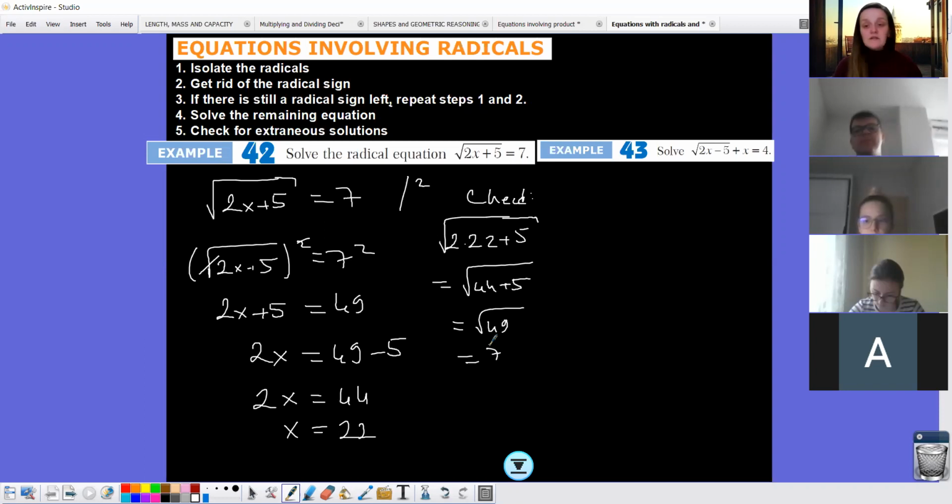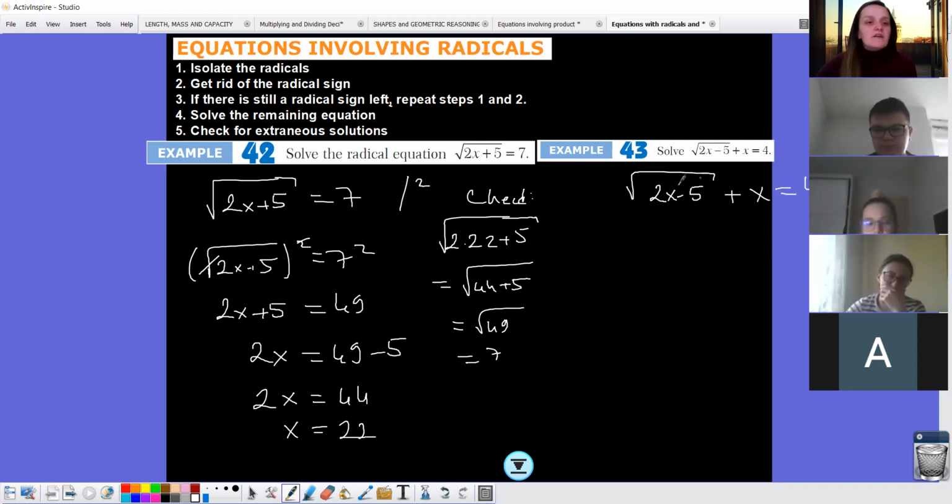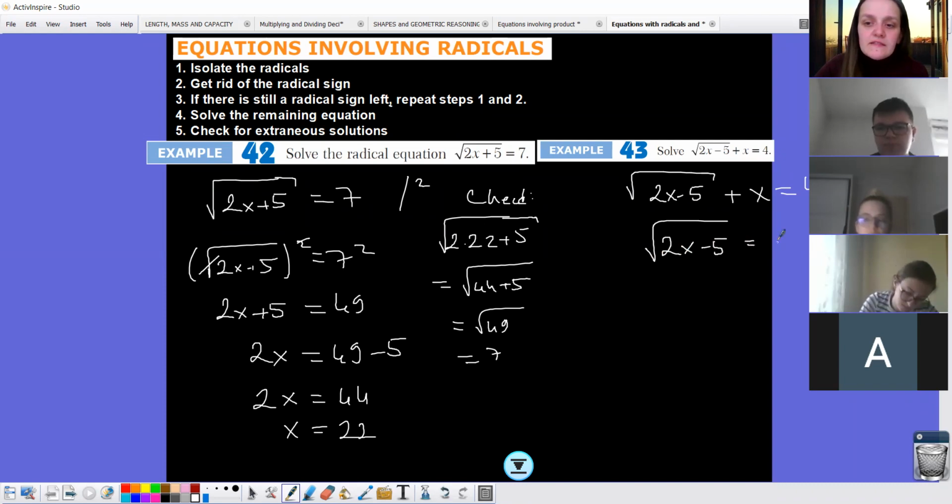Okay. Now the second one. In the second one, we have root of 2x minus 5 plus x is equal to 4. Here, firstly, we need to do the first step, isolate the radicals. What does it mean? I will leave this radical sign alone. I will take this x to the other side, and then it will become root of 2x minus 5 is equal to 4 minus x. Now my radical is alone here.